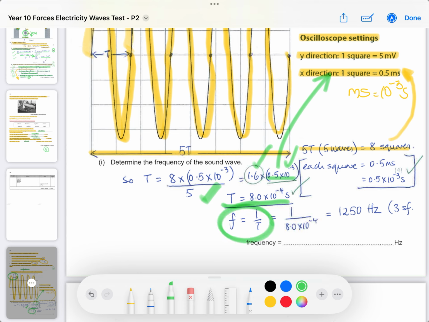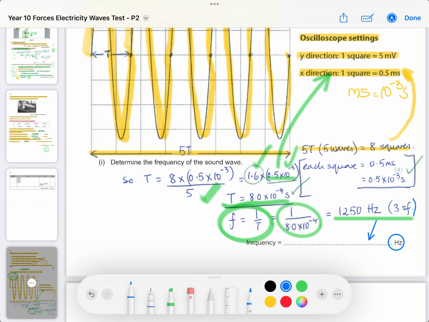And if you've got the standard form right, 1 over 8 times 10 to the minus 4 gives you a frequency, to 3 significant figures, of 1,250. Okay, and you should write that in that space. And they're giving you the unit to be kind.